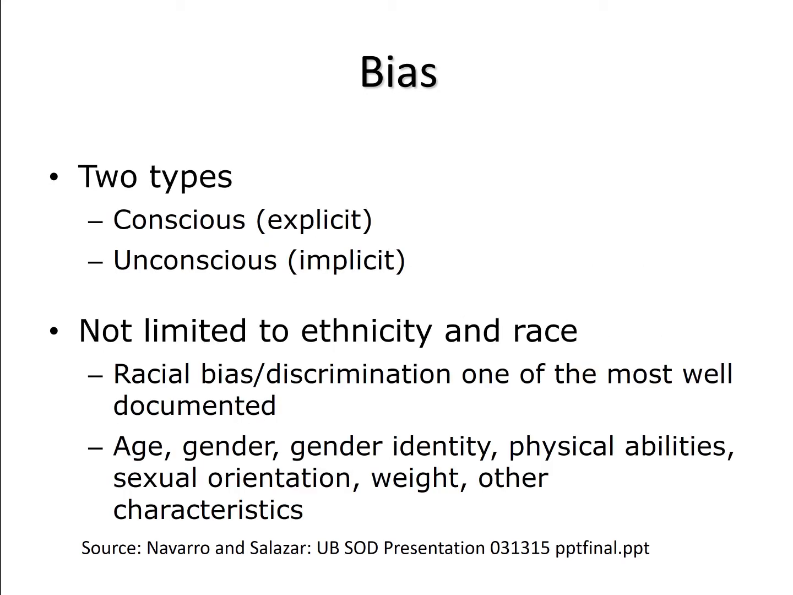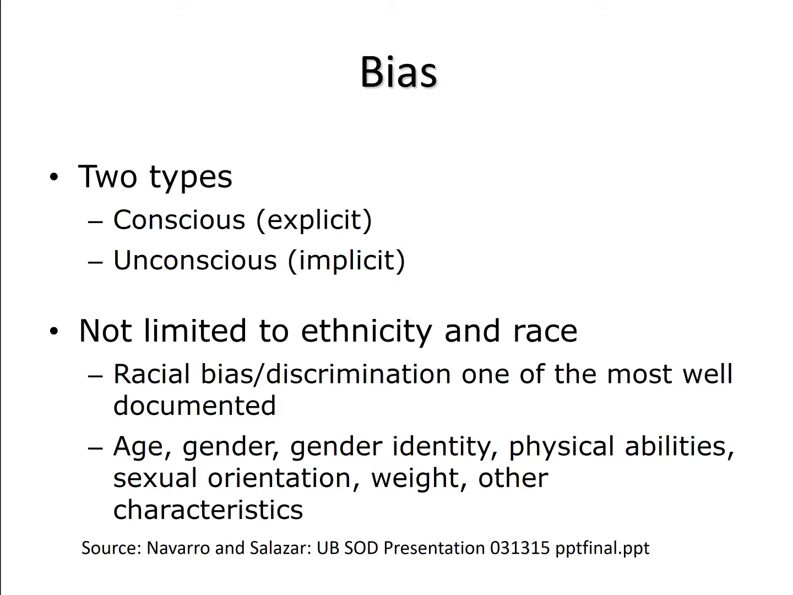There are two types of biases. Generally speaking, one is conscious bias. This is very explicit. This would be similar to the signs that you would see in the Deep South many years ago, where the signs would be for separate water fountains or separate restrooms, and oftentimes you'd see a sign that would say "No color allowed."